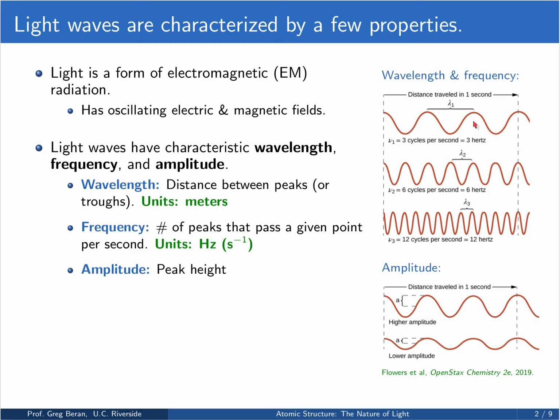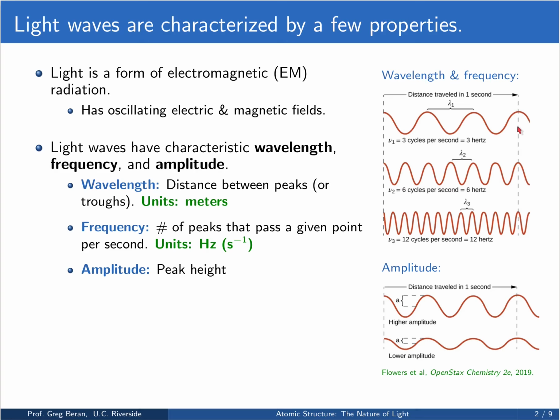The frequency, as I said, is the number of peaks that pass a given point per second. And so if we think about that, this is how far a wave might travel in 1 second, we can see that there are 1, 2, 3 wavelengths that pass through here in 1 second for this top one. For the middle one with a shorter wavelength, it turns out you'd actually get 6 wavelengths passing per second.